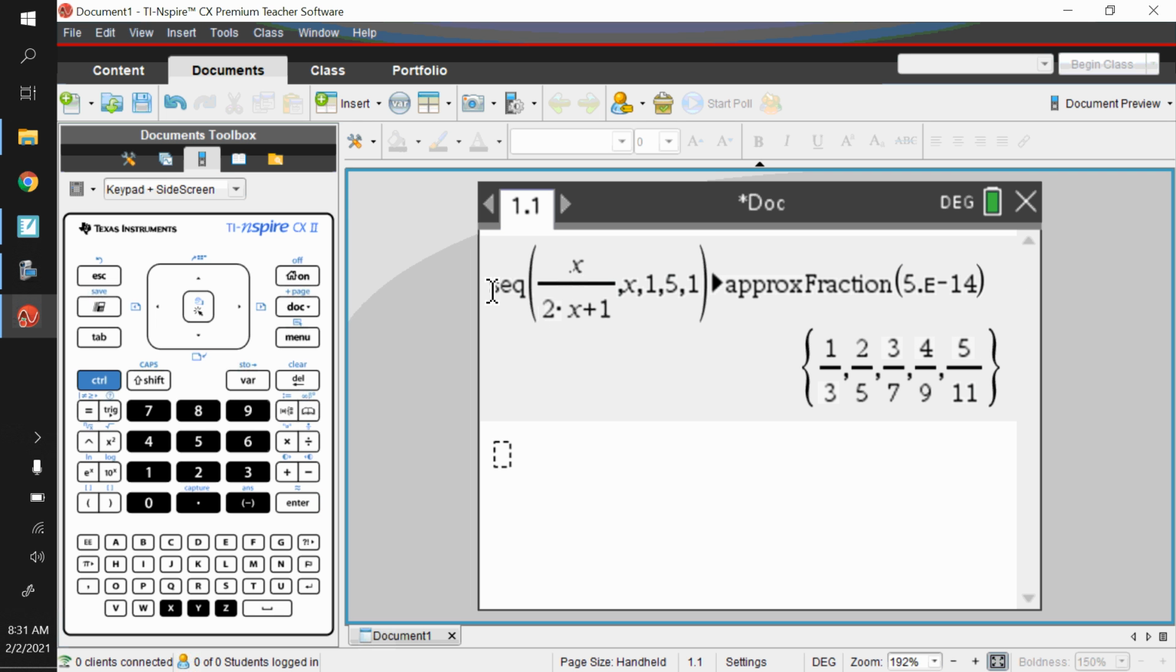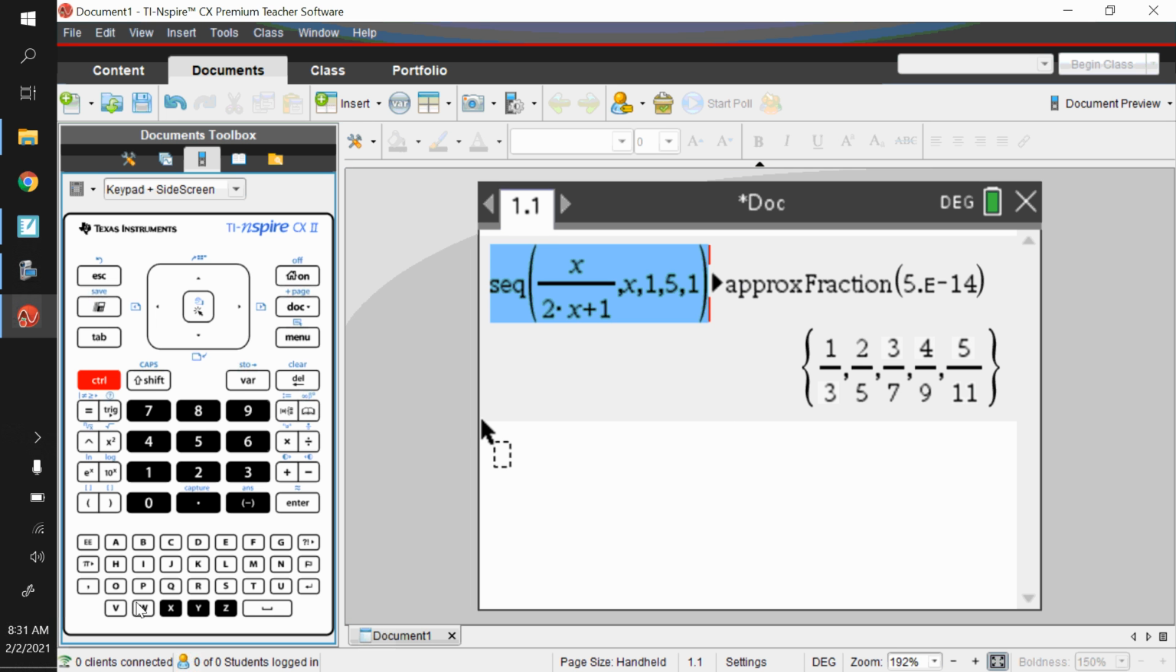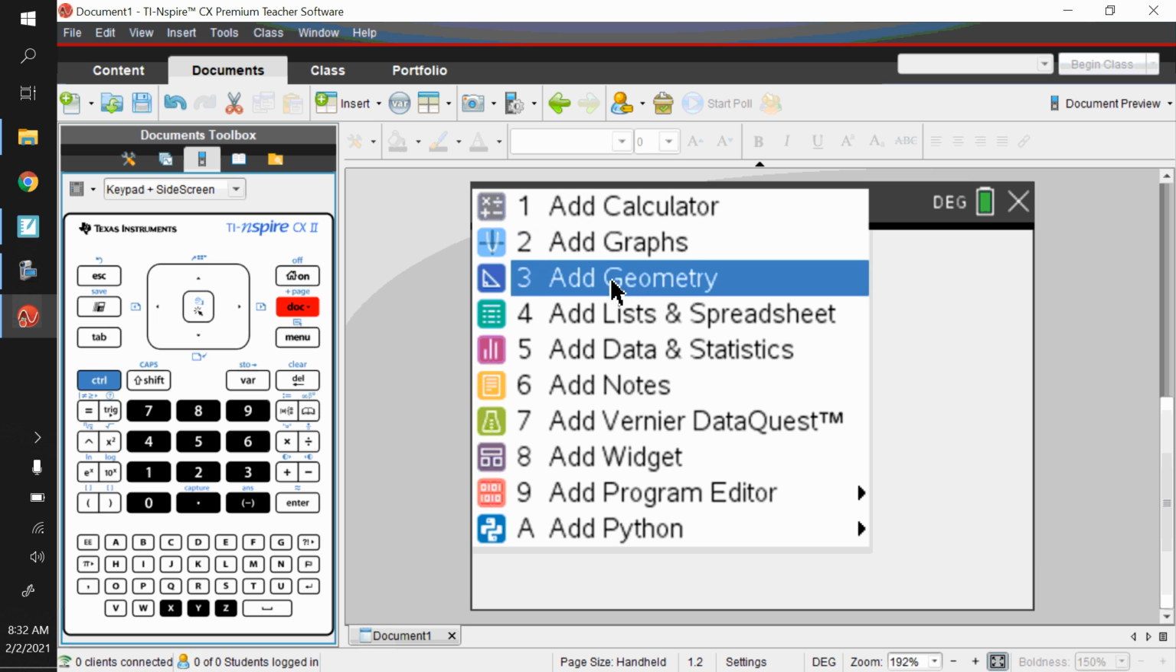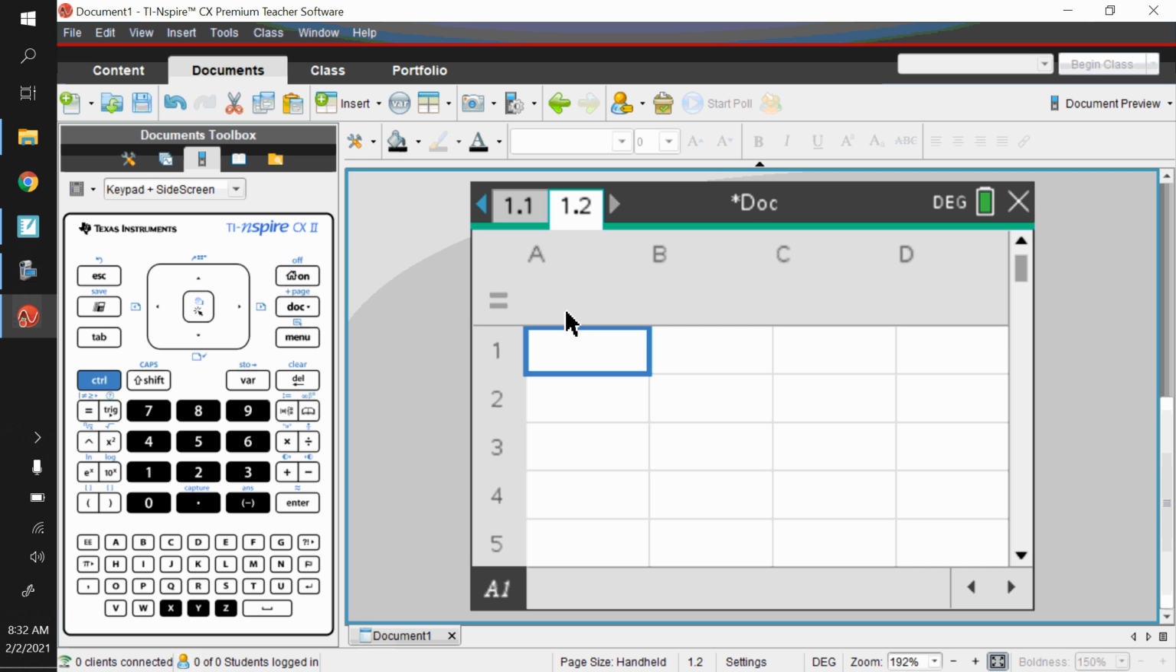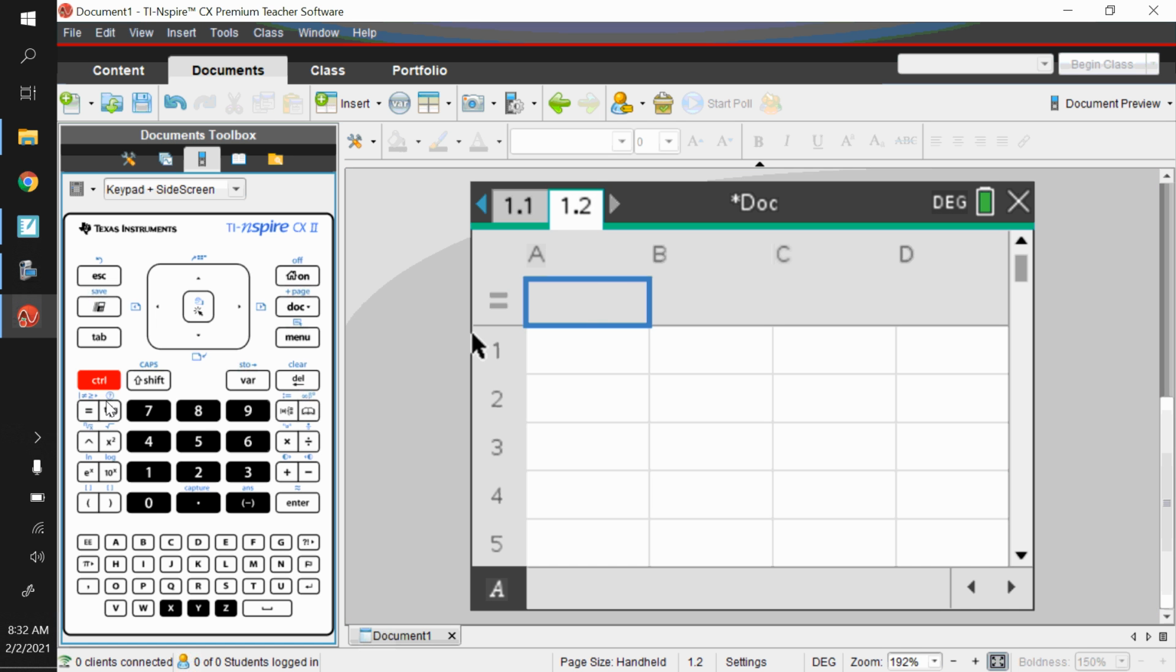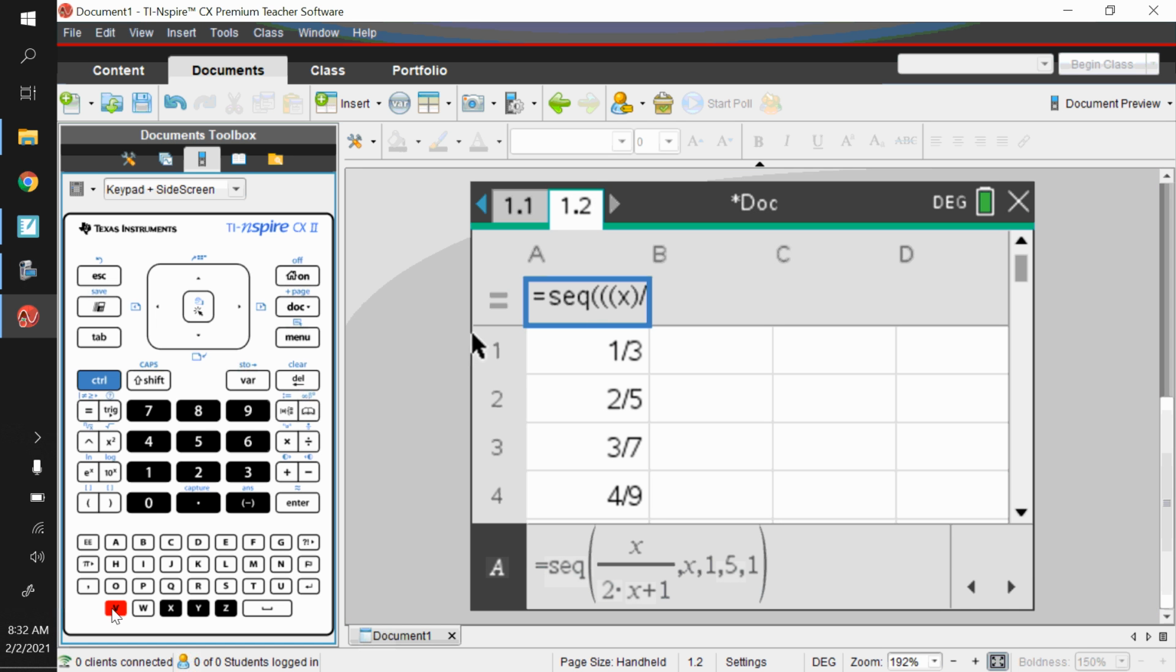What I would like you to do, let's see if this works. I'm not 100% sure this will work. Highlight that and do Control C for copy. Then we're going to add a list and spreadsheet page. So do Control Doc, and go down to list and spreadsheet. And we'll see if we can paste this in the formula spot. So in the equal spot, then do Control V. Oh yes, it worked. So you paste in the formula.